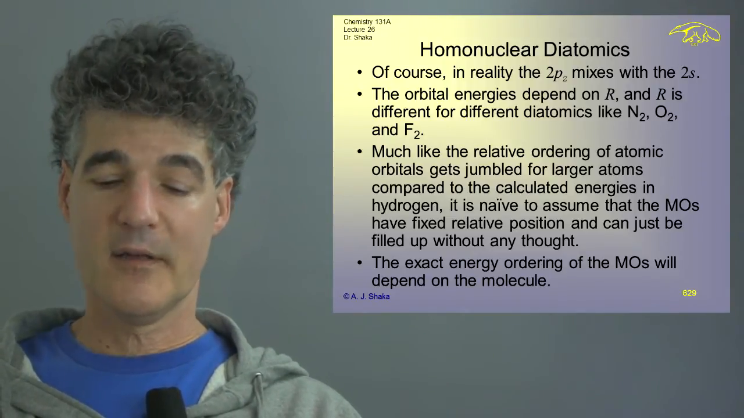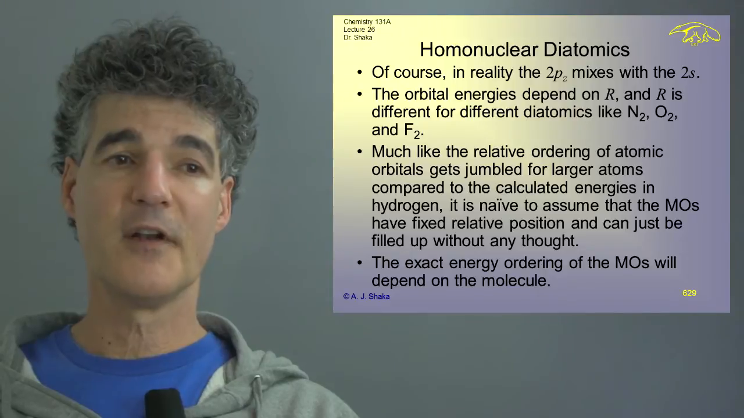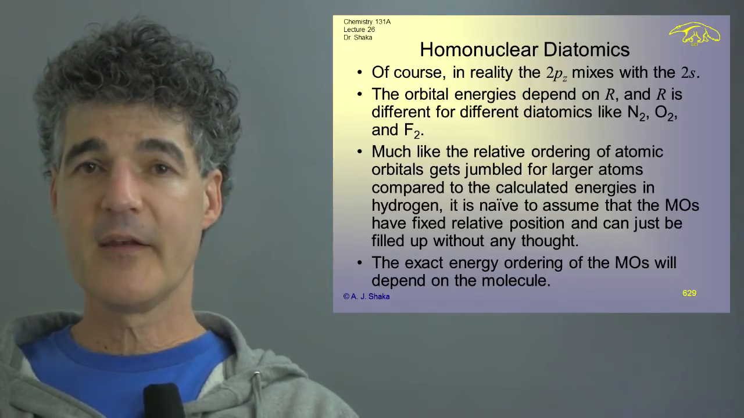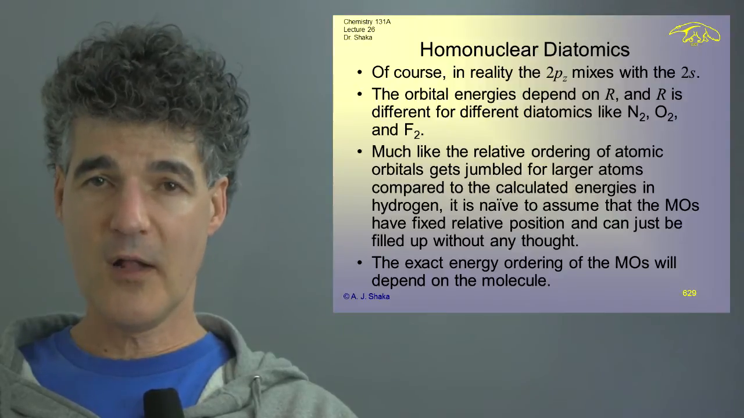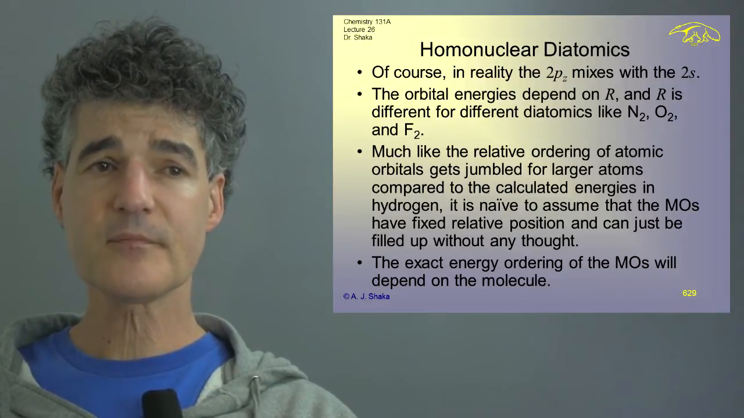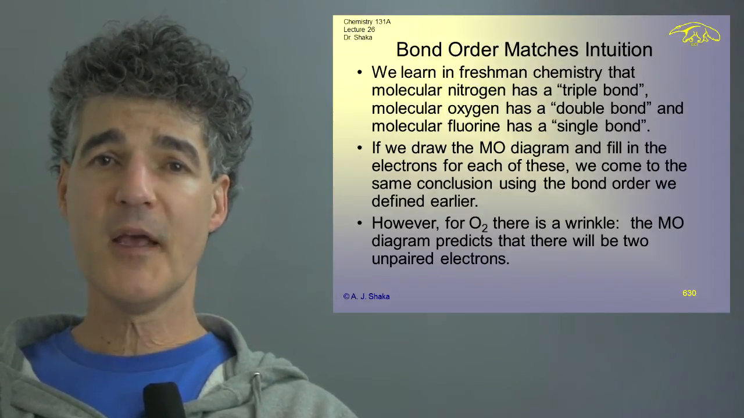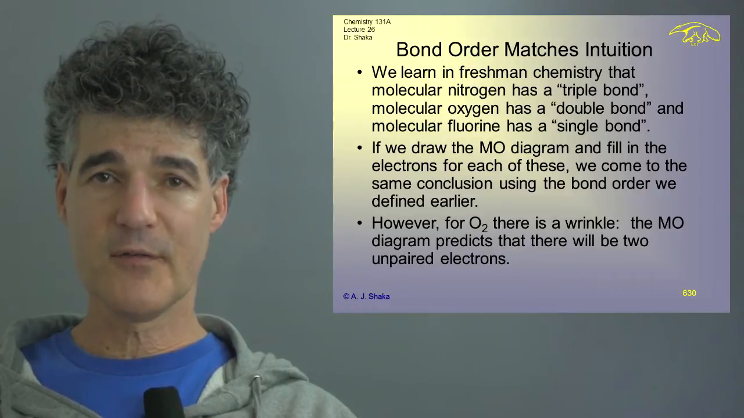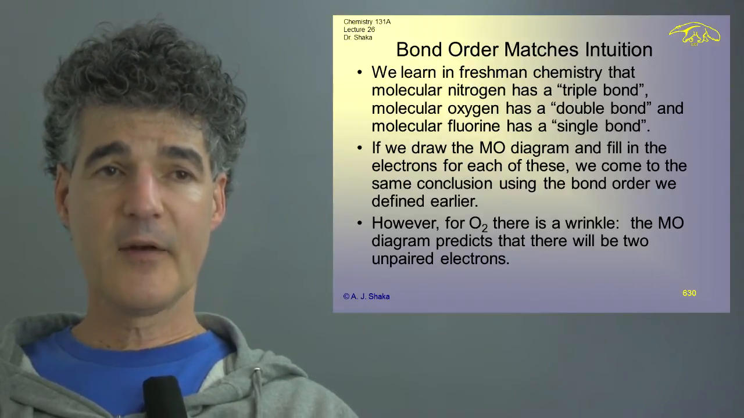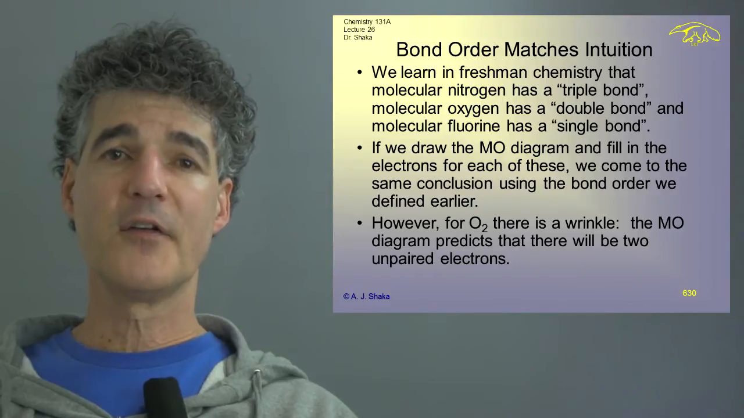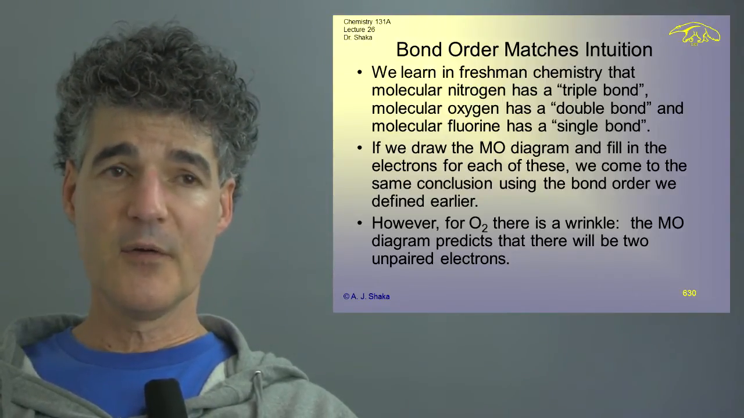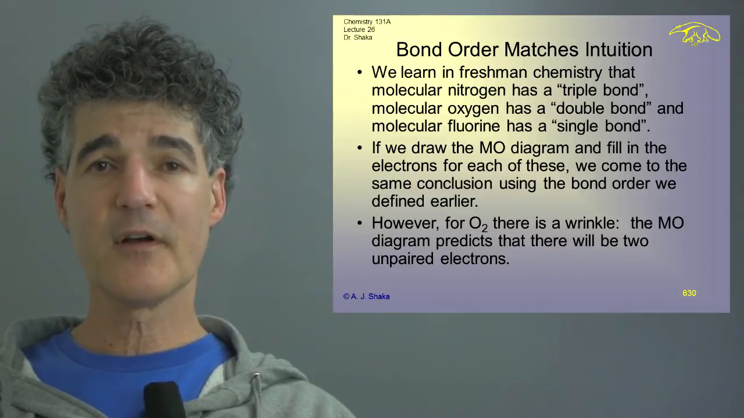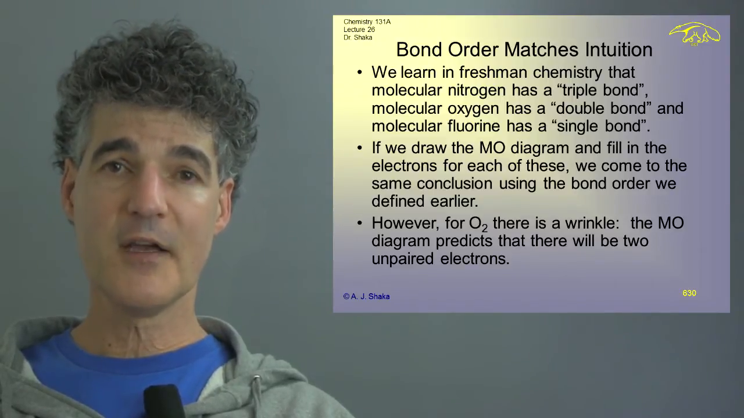And so it's occupied, but it now has a different energy. And in any case, the exact ordering is always going to depend on the molecule in question. Well, in freshman chemistry, we drew Lewis structures of all these guys, and we decided that N2 has a triple bond. That's why N2 is so inert and why it's so difficult to fix nitrogen.